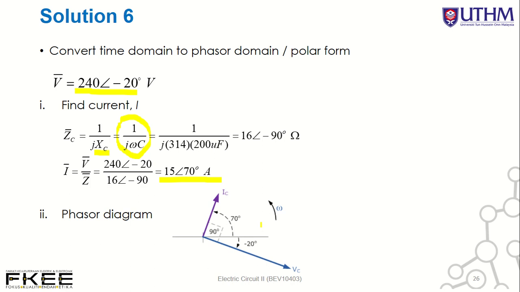This is the phasor diagram. You can draw the phasor diagram for V, VC, and for IC. You can see that the phase difference between IC and VC is actually 90 degrees. Okay, clear. So current leads voltage by 90 degrees.